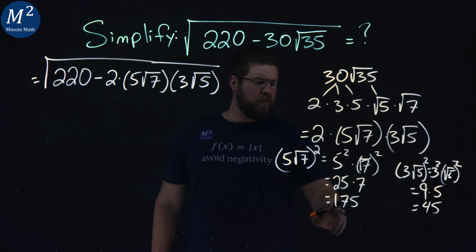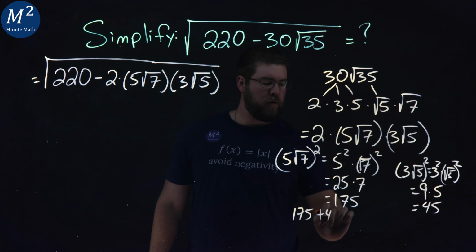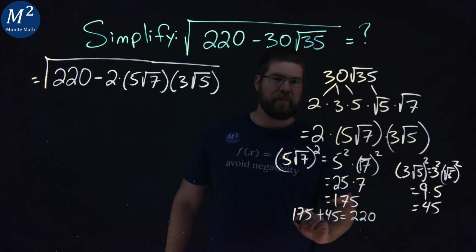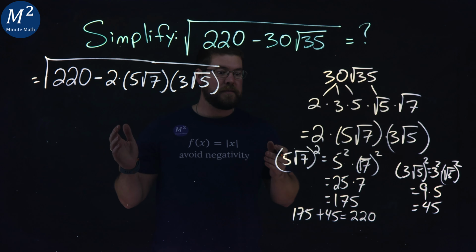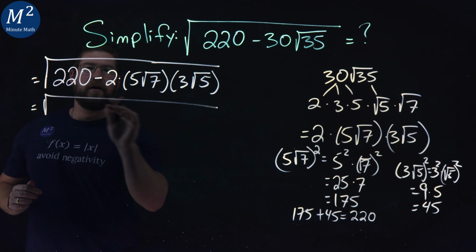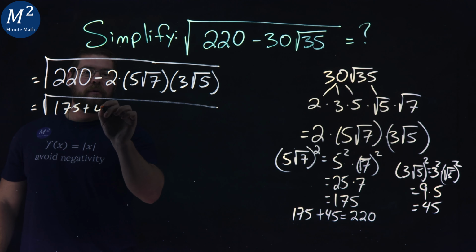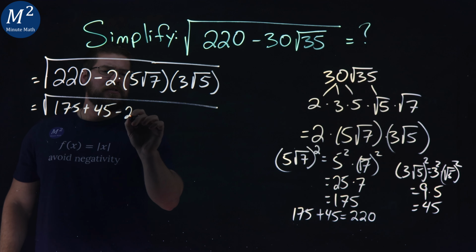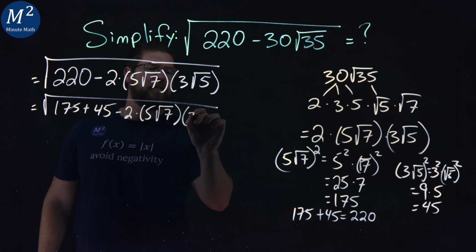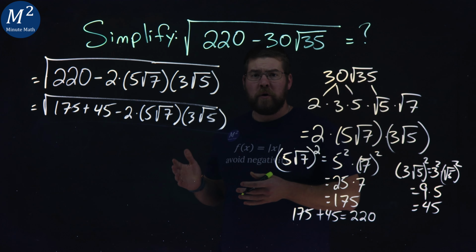Now, what do you notice about 175 plus 45? 175 plus 45 gives us the good old 220. So I'm going to rewrite 220 as 175 plus 45. So the square root of 220 here is 175 plus 45, then minus 2 times 5 square root of 7 times 3 square root of 5 here, don't forget the rest. Alright, so where do we go from here?